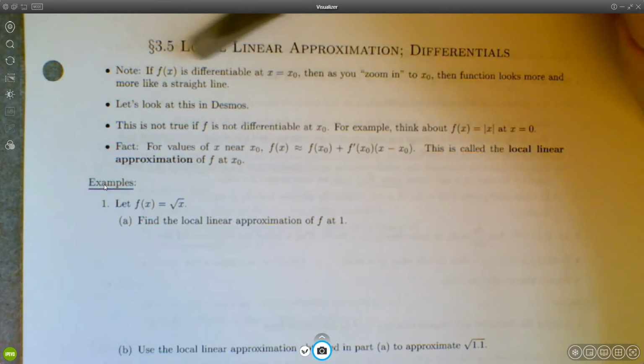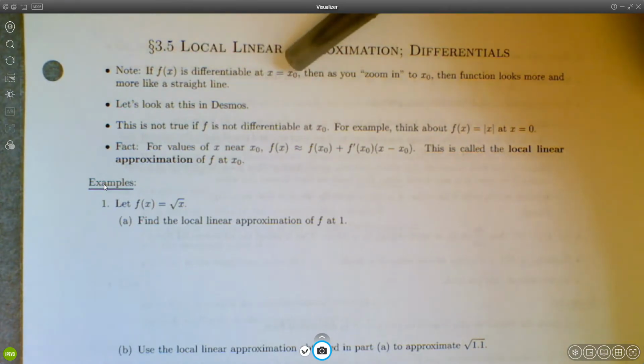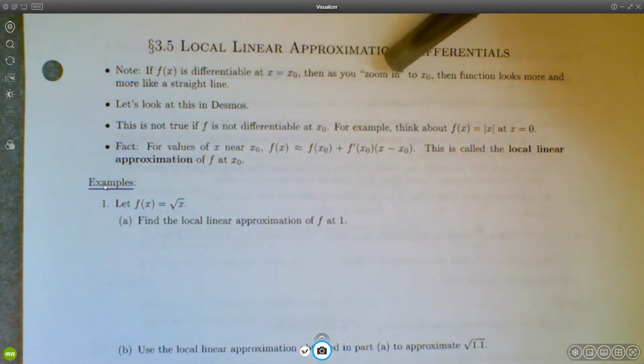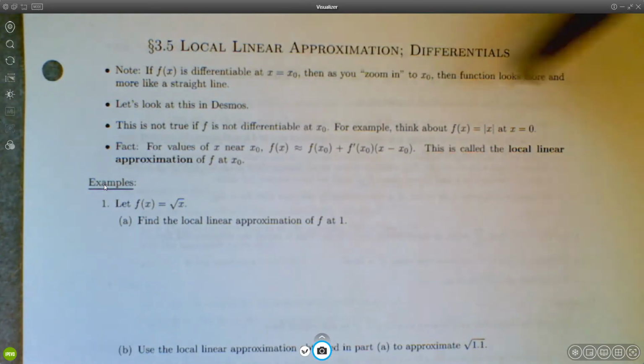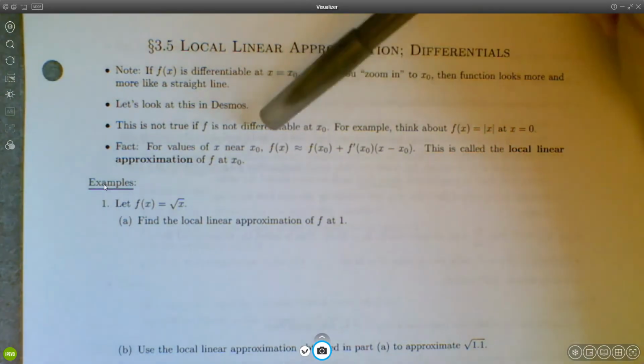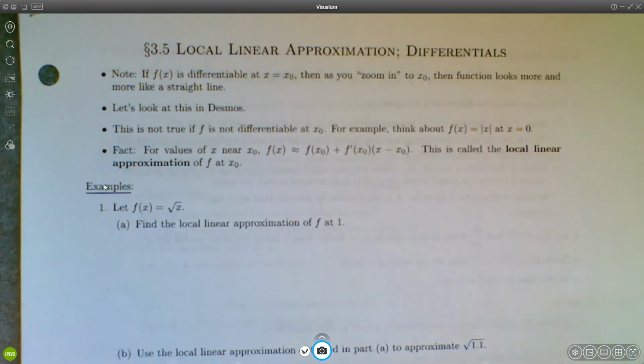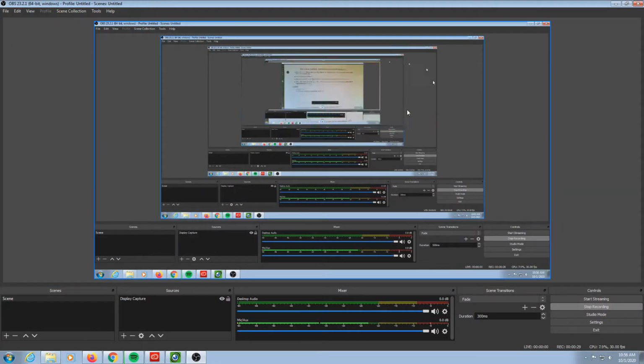So if f of x is differentiable at x naught, then as you zoom in to x naught, the function begins to look more and more like a straight line. We'll take a look at this in Desmos, okay, so that you understand what it is that I'm saying here.